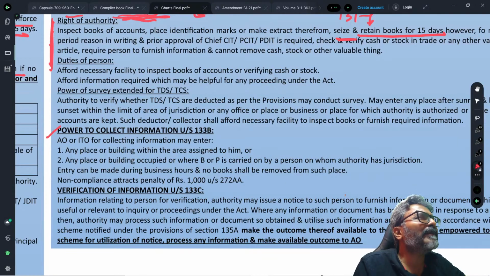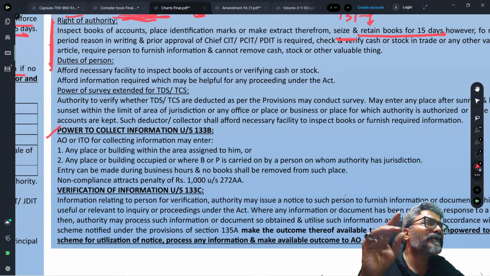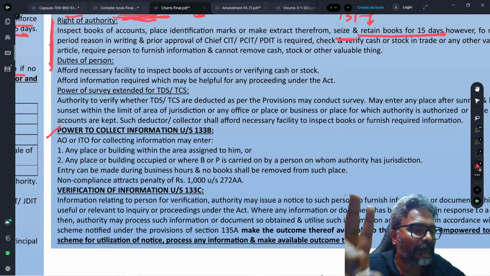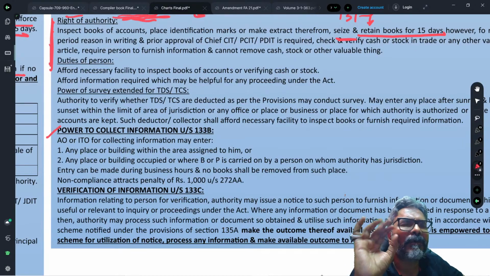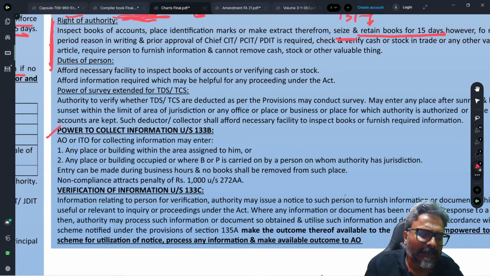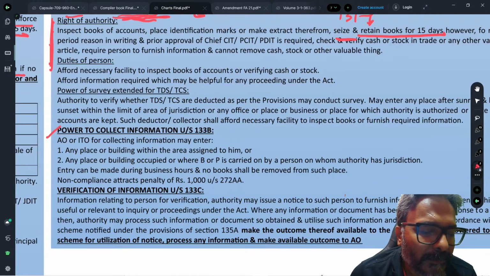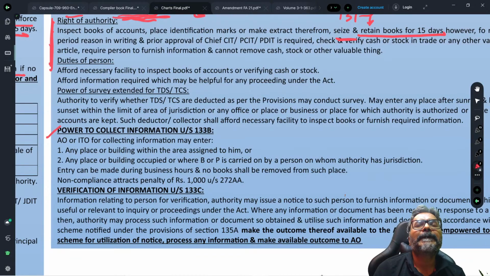So here also, if the AO is gathering the evidences from the assessee by going to the place of business, the question therefore is, what is the fundamental difference between the two? What is the fundamental difference between the two, students? There are two major differences between 133A and 133B. Number one, students, in this case the place of business can be surveyed. Yes, it can be surveyed.